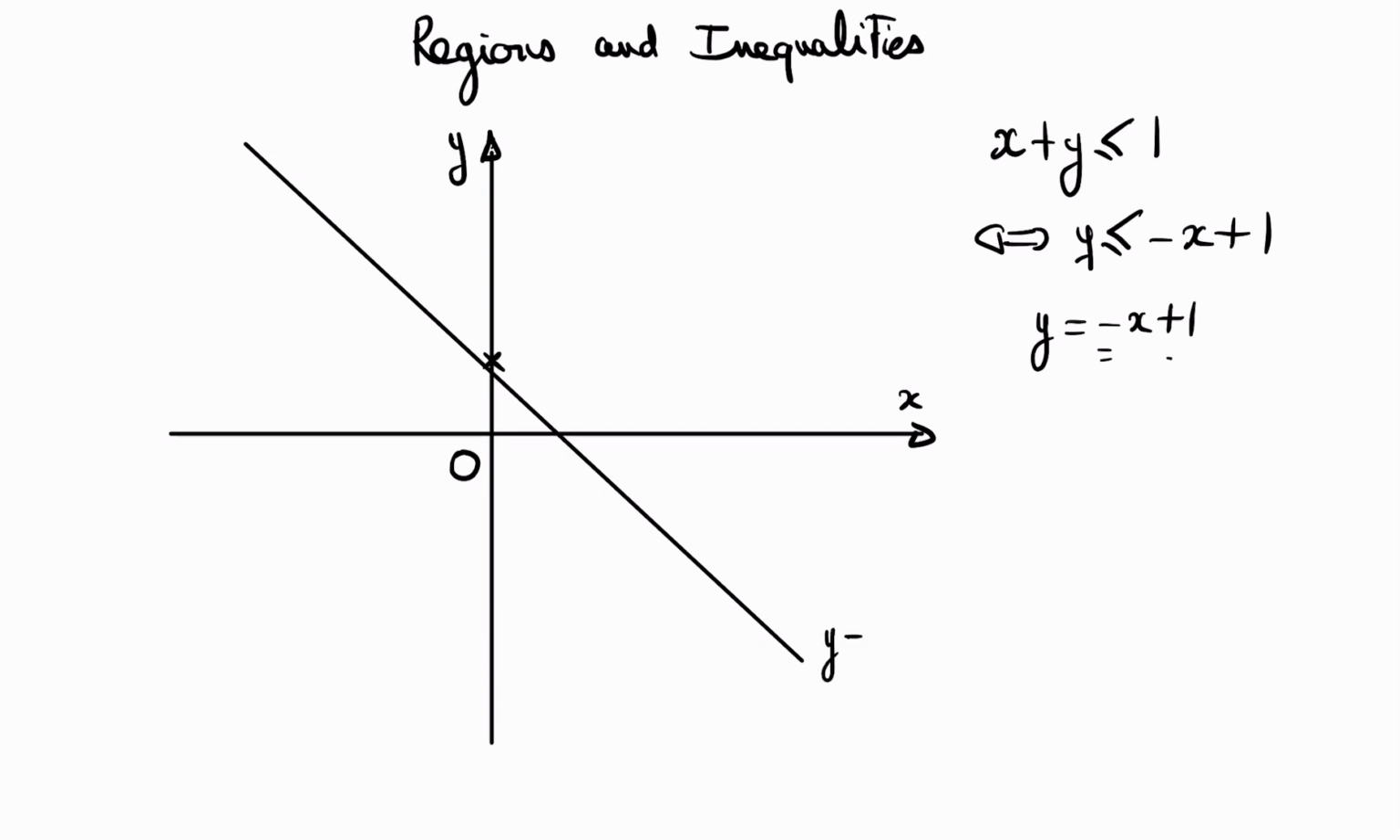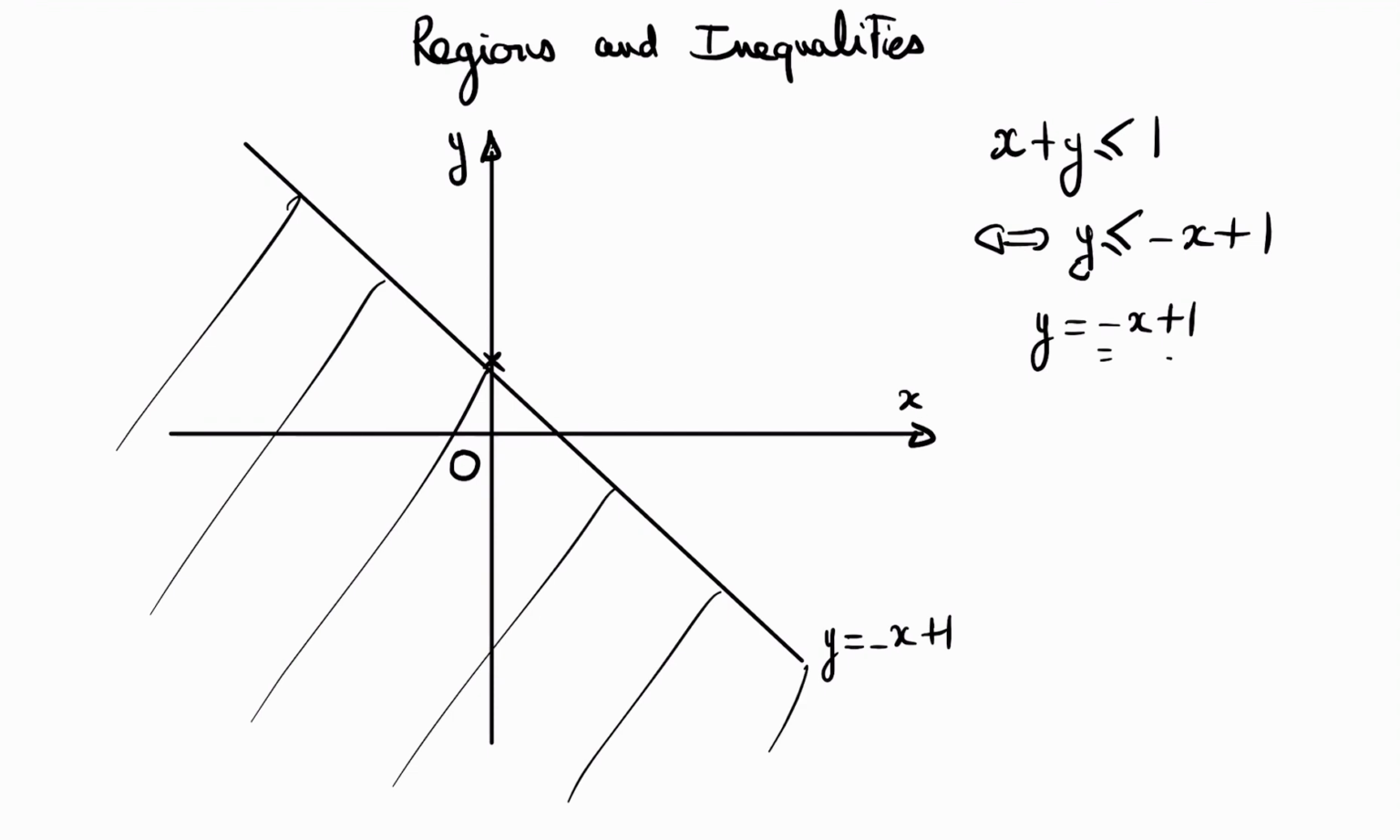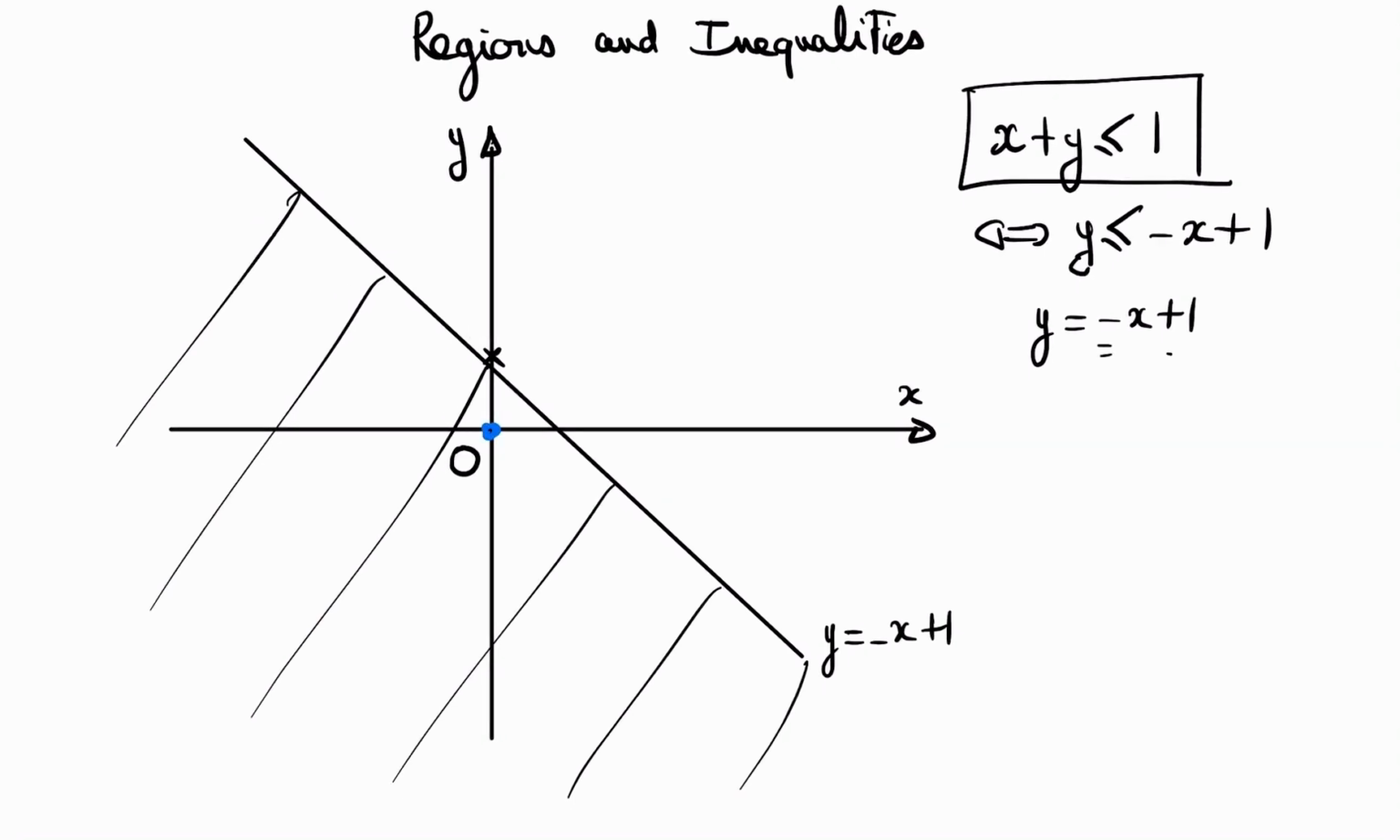So y equal minus x plus 1. So when is y less than minus x plus 1? Well, that means that we are below this line. So that's the region x plus y is less than or equal to 1. Well, we can check. Let's pick a point at random, for example, the origin. For the origin, x and y are equal to 0, so (0, 0). And indeed, x plus y is equal to 0 plus 0, which is 0, which indeed is less than 1.